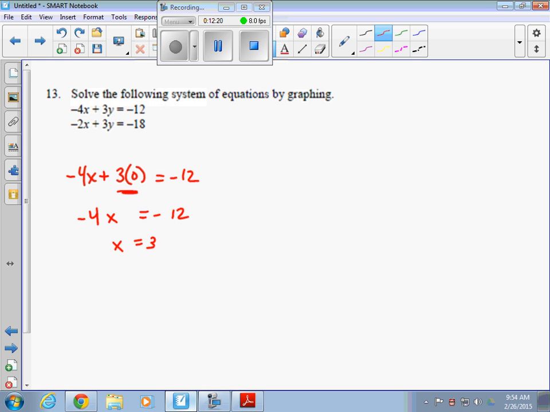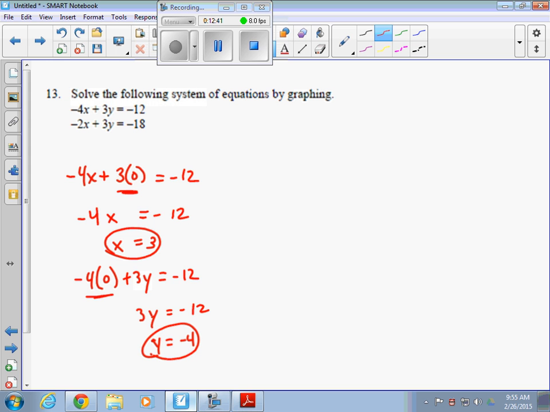The y-intercept is when I plug in 0 for x. So negative 4 times 0 plus 3y equals negative 12. Again, that part eliminates. 3y equals negative 12. Divide by 3, y equals negative 4. So if I graph this equation, those are the two intercepts for that equation. Again, most people don't do it this way, but it works just as easily. The x-intercept would be at positive 1, 2, 3 is where it would cross through, and the y-intercept would be at negative 1, 2, 3, 4 is where it would cross through.